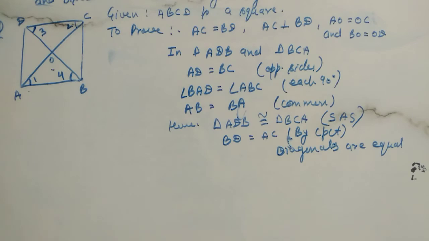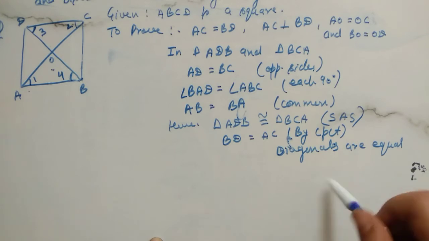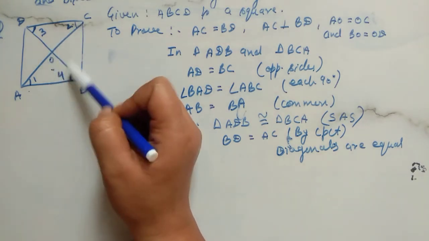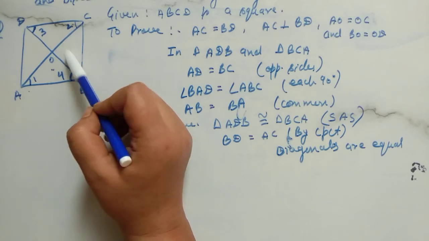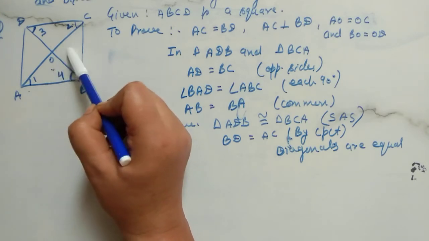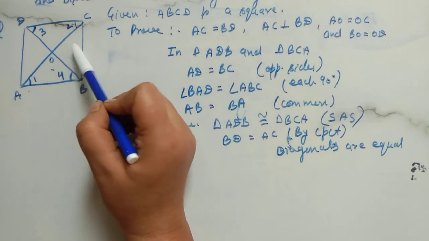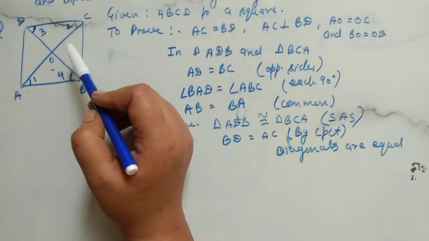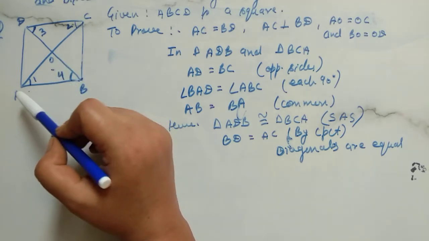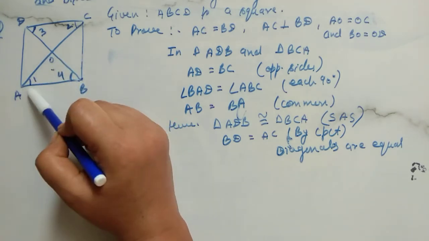Now what do we need to prove? That the diagonals bisect each other at 90 degrees. The third thing we need to prove is that the angle formed here is 90 degrees. To prove this angle is 90, we will take adjacent triangles and prove them congruent. The adjacent triangles we are taking are AOB and AOD.